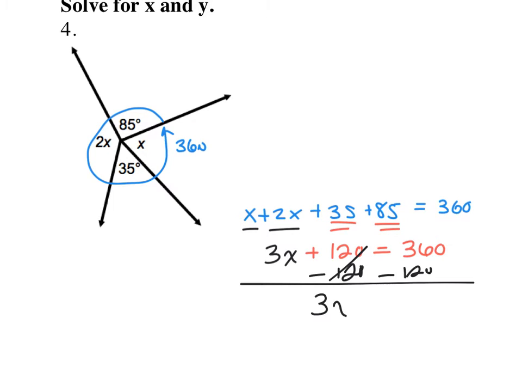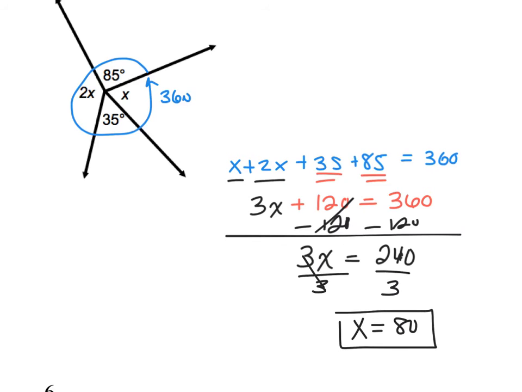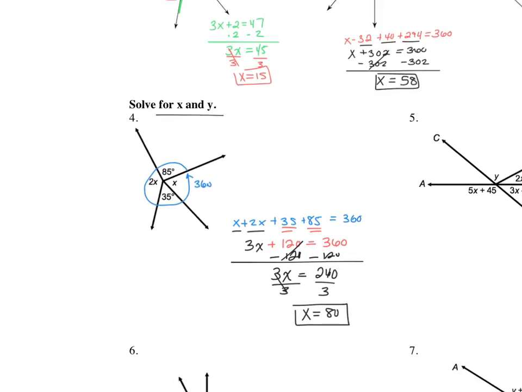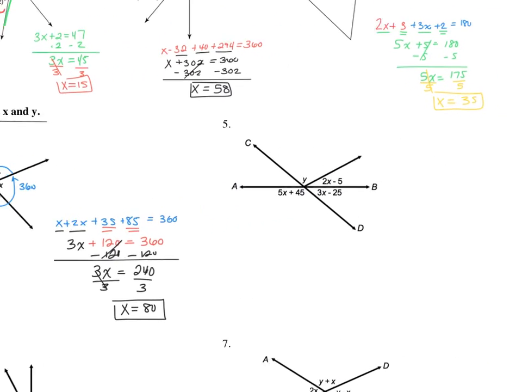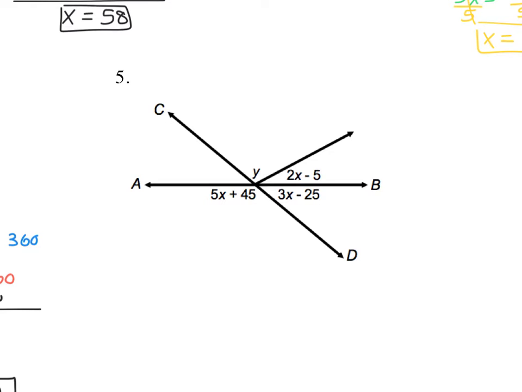And I get 3x equals 240. 36 minus 12 is 24, add a 0. And now I divide by 3. And I get x equals 80 as my final answer. It's not asking you to find your angles, it's just asking you to find x and y. There's no y, so I'm done with this question. Now let's look at number 5. Number 5, you have a variety of ways to solve it.